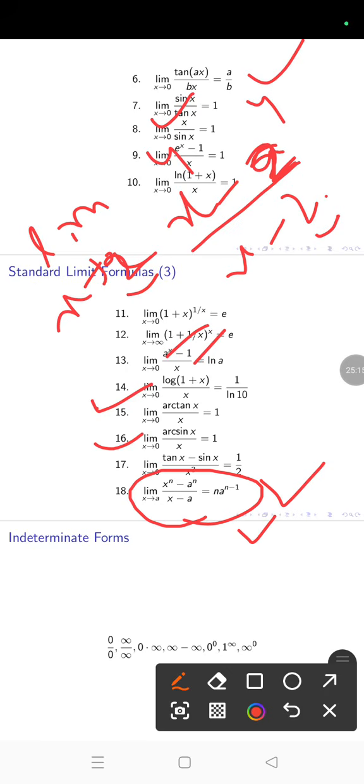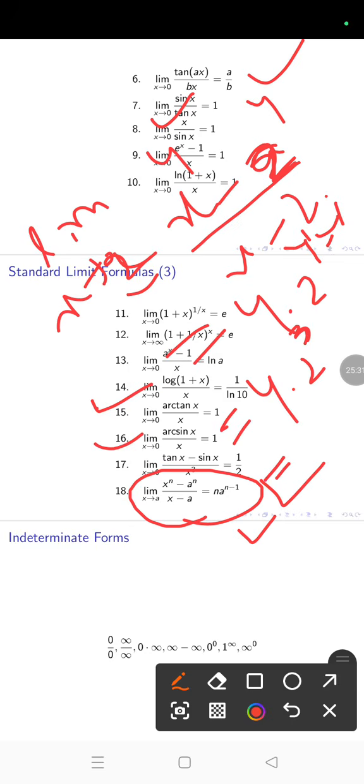So you can apply the direct formula. The formula is n into a to the power n minus 1, that is 4 into 2 to the power 4 minus 1. So that is equal to 4 into 2 to the power 3, so it is 4 into 8, which is 32. The result is 32. This is how we can apply this formula.